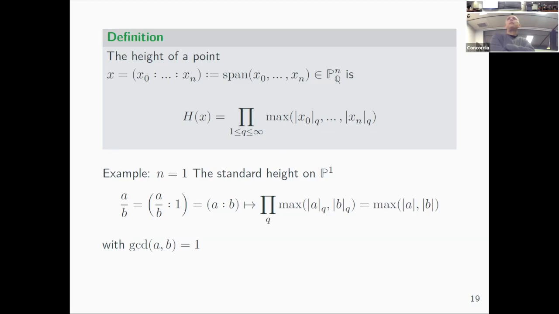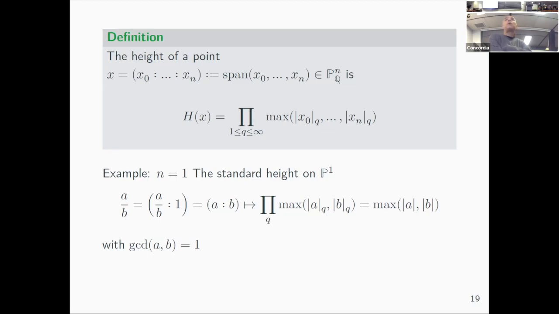And remember that we have this q-adic absolute value that corresponds to the divisibility by q. And I compute this qth absolute value for every q, including infinity. And I take the maximum, and I take the product of it. And now there are two things to notice. One is that if I look at x_0 to x_n, there's a finite number of primes that are going to show up in either the numerator or denominator.